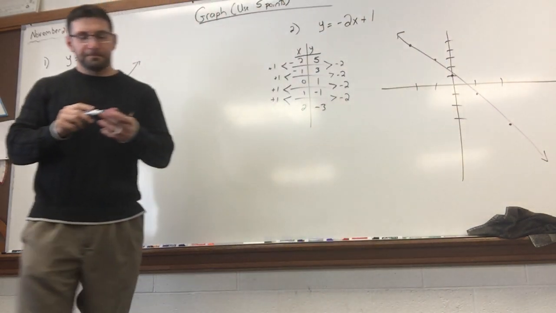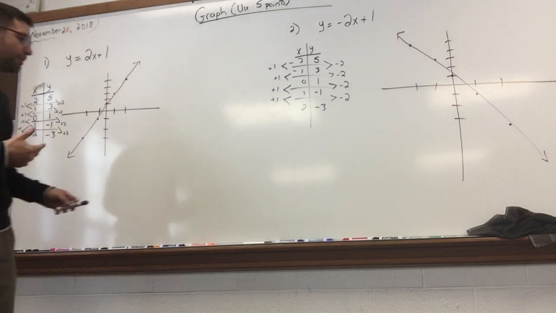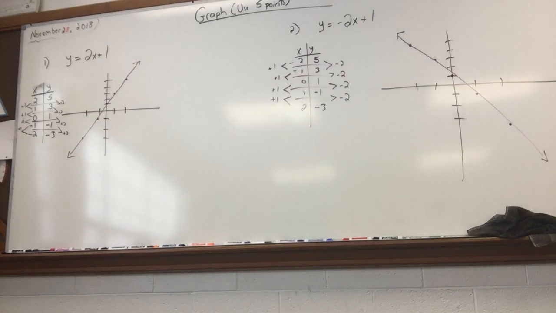So here's what I want you to do. Talk it over with the people around you and tell me what differences you see in the graphs versus the lines, and why you think they ended up the way that they did. So what's happening differently in the graphs? Why do you think it's ending up that way? And try to find a reason why. I physically want you talking to the people around you.